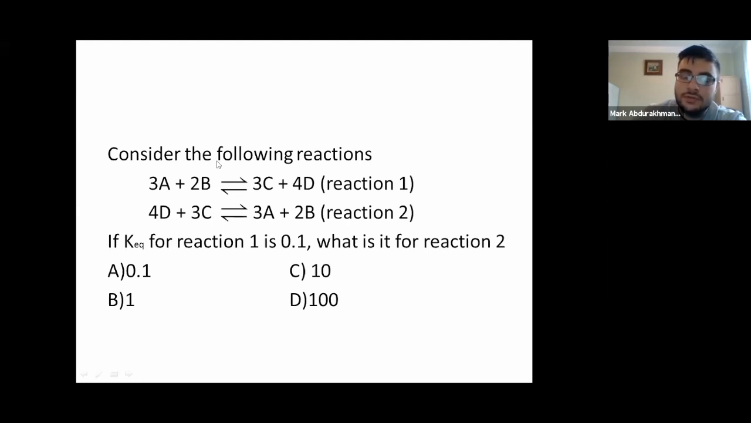So think of it this way: if KEQ is 0.1, there are 10 times more reactants than products, 10 times more A and B than C and D. Here, there's 10 times more A and B over C and D, so products over reactants will be 10 over 1. Okay.